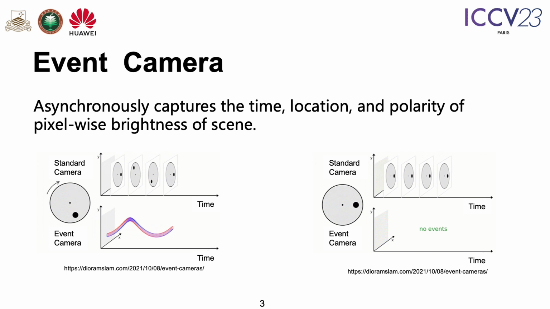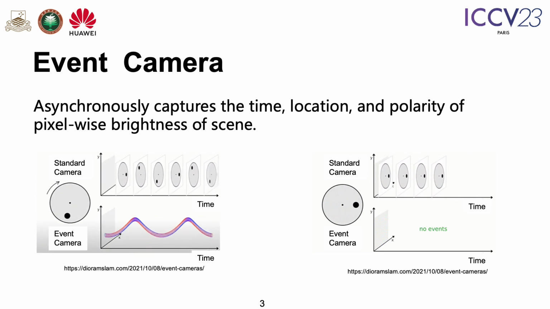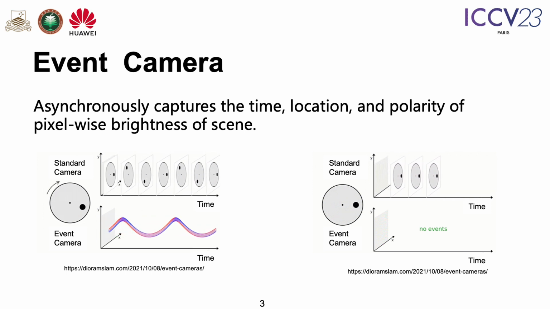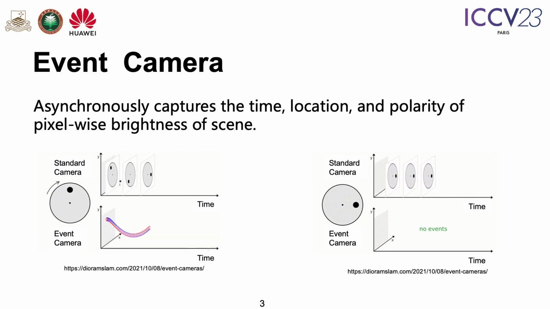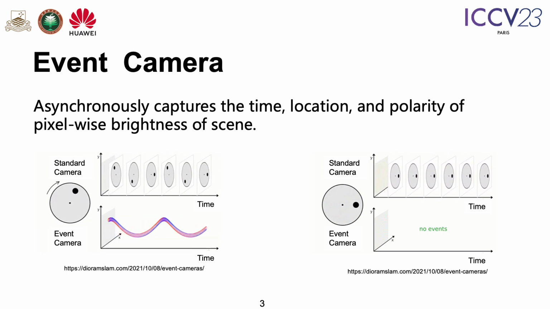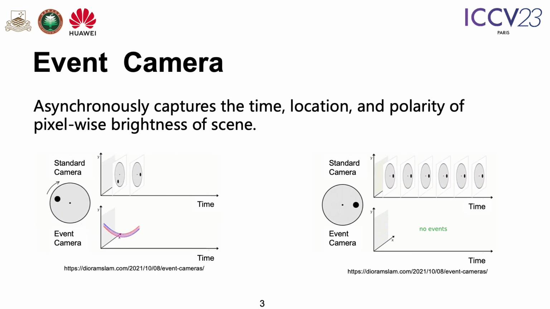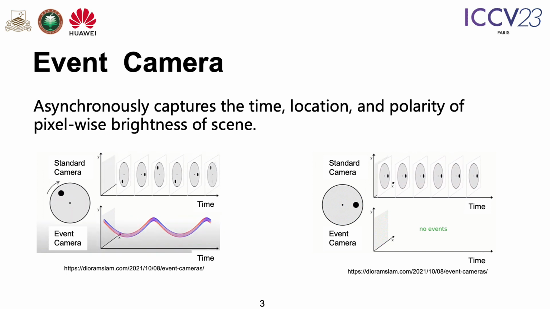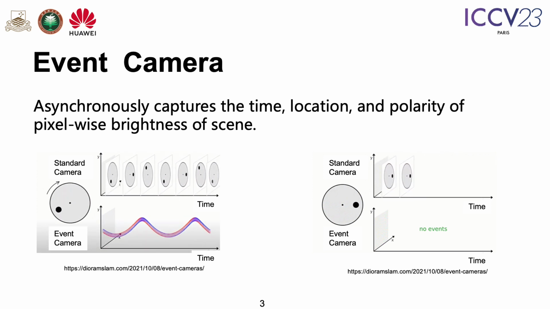An event camera asynchronously captures the time, location, and the polarity of pixel-wise changes in brightness as a sequence of events, compared with conventional RGB cameras, which record all pixel intensities at a fixed frame rate. Event cameras enjoy a high dynamic range and temporal resolution, and are robust to lighting changes and motion blur. However, the captured events of a scene are spatially sparse.